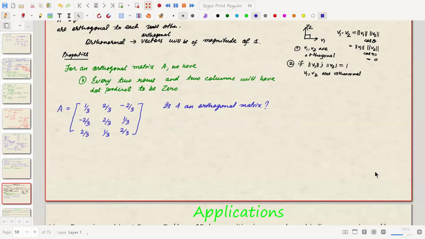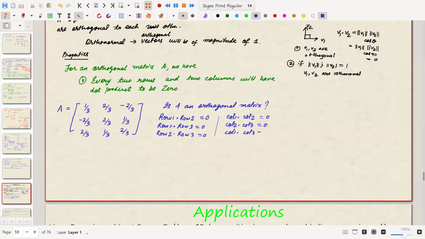Determinant is okay, fine. But before that, let me see. What is row 1 dot product with row 2? Okay. Dot product with row 3. Similarly, column 1 dot product with column 2. 0, I think. So you can conclude that if you want to test for a matrix to be orthogonal, you can take any two rows, any two columns, and their dot product should be 0.